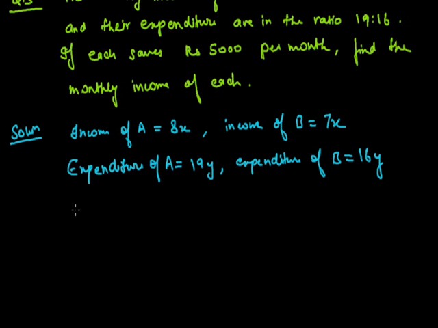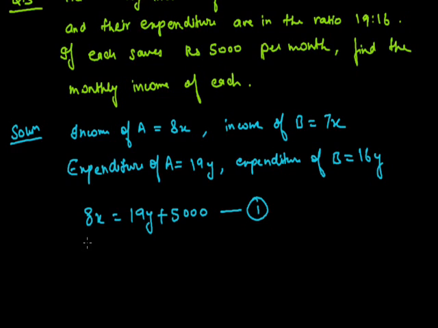So what we can do is, accordingly we'll first write down the equation. As you know, income is equal to expenditure plus saving. So if the income of A is 8x, the expenditure of A is 19y and saving is given as 5,000, accordingly we'll get the first equation. That is, 8x, the income, is equal to expenditure 19y plus saving, that is 5,000.